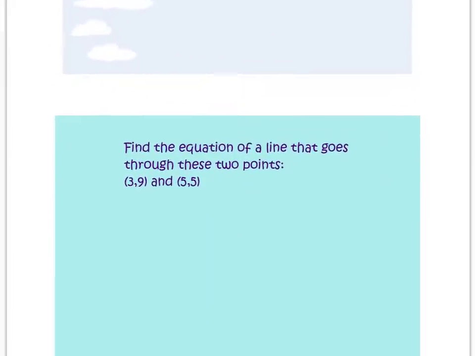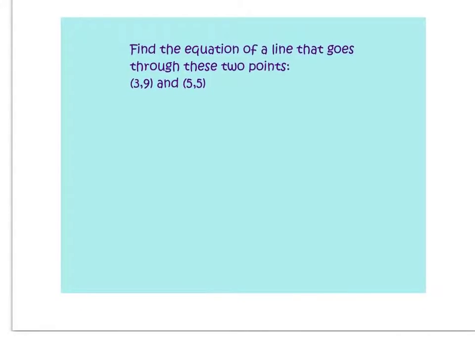So let's look at finding the slope and the equation of a line for a specific graph. If we have a graph with the points (3, 9) and (5, 5), we want to figure out what the slope is between these points, and find the y-intercept of the line through those points. So we'll start by finding the slope.